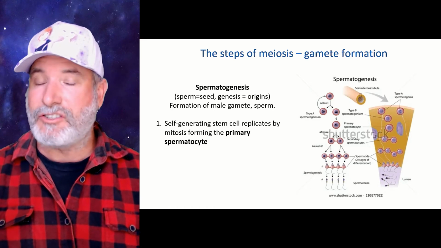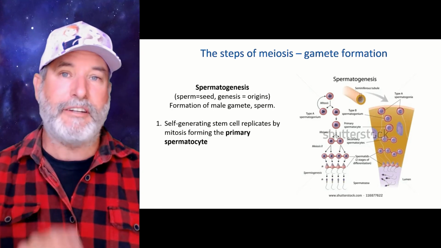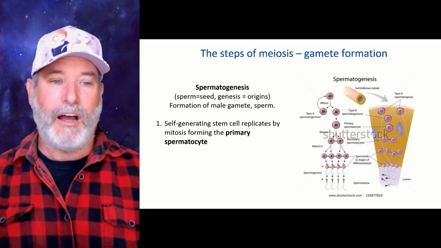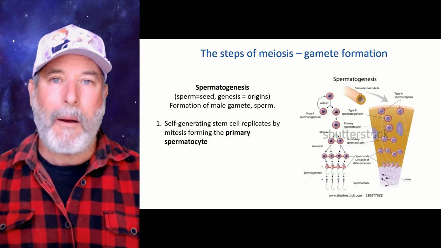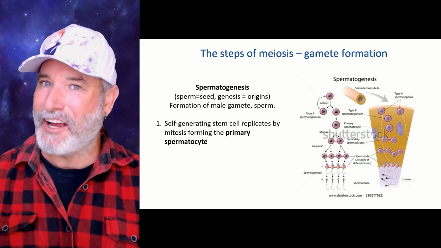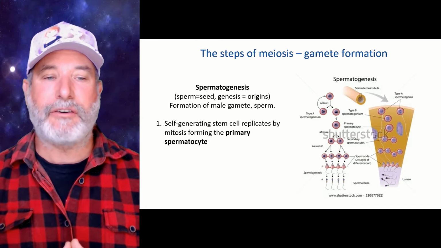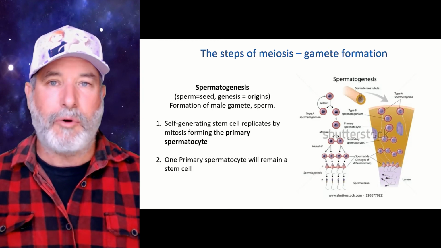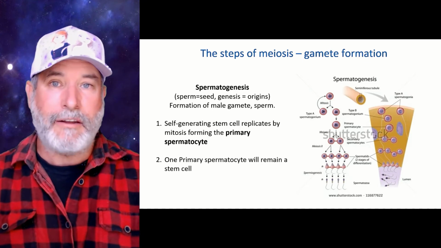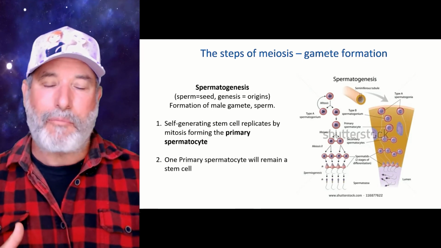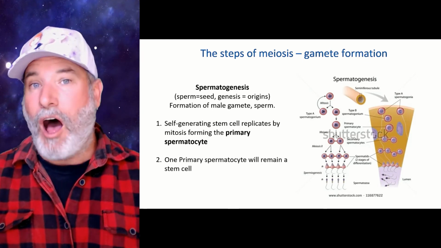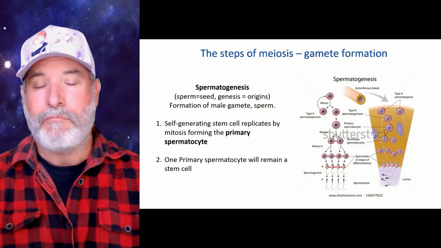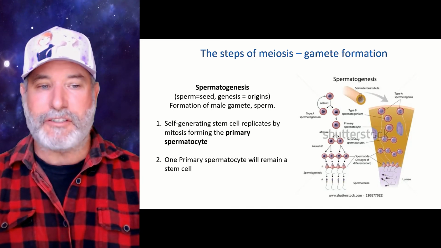All right, cyte is just cell, and it is diploid. It is 2N. And what it does is it's going to go through mitosis. Yes, I said that correctly. It's going to go through mitosis. And it's going to form 2 daughter cells that are both diploid. One is going to remain a primary spermatocyte. The other one will then commit to meiosis.